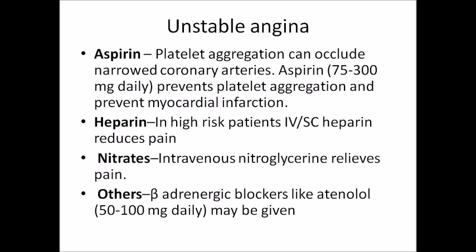That was about stable angina. Now about unstable angina, we already know it is due to a blockage or spasm of the coronary artery. Therefore, we have to give aspirin because any platelet aggregation could have occluded our coronary artery. So this aspirin, 75 to 300 milligram daily, has to be given to the patient. This is to treat angina as well as to prevent MI. Next is heparin. Again, in high-risk patients, IV or subcutaneous heparin will lyse any clots and this can reduce the pain. Nitrates, just like you have given in stable angina, you can give in unstable angina, and other drugs like beta blockers can also be given.